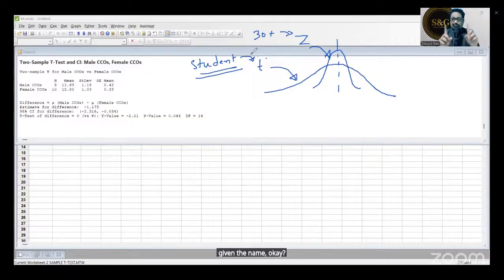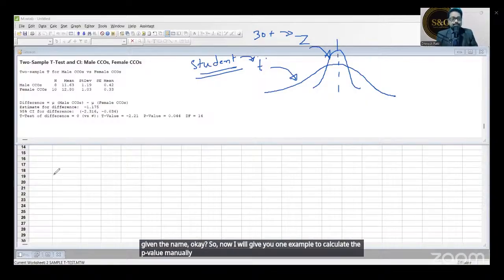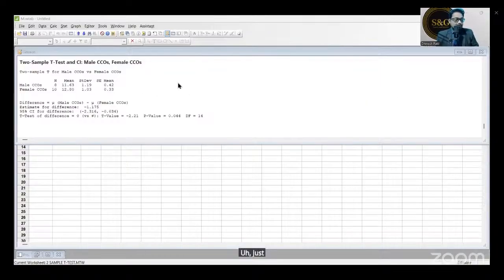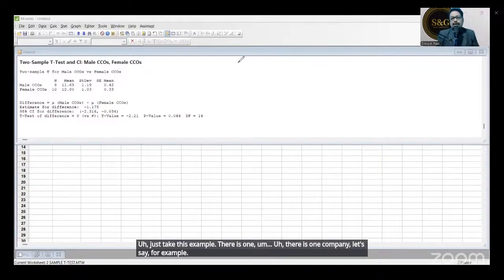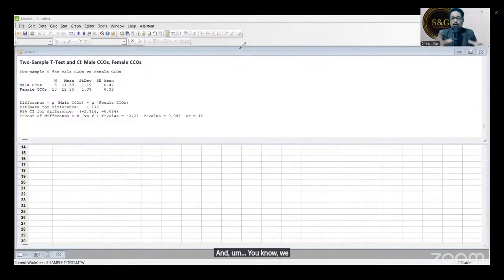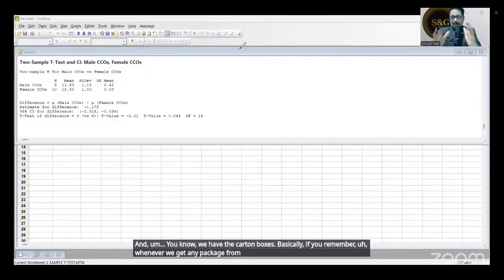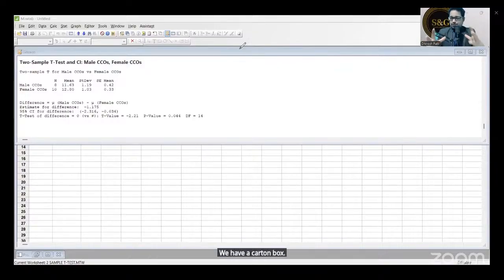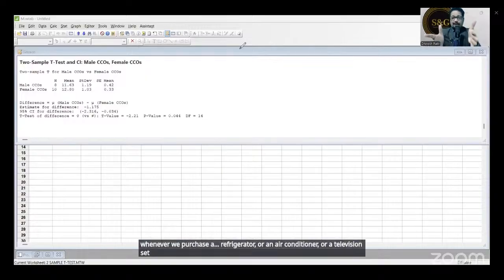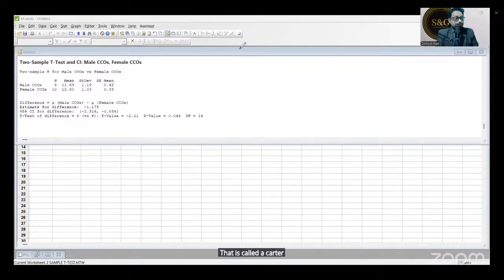Now I will give you one example to calculate the p-value manually. Just take this example: there is one company, let's say, and we have carton boxes. If you remember, whenever we get any package from the courier, we have a carton box, like a paper box, a strong paper, just like whenever we purchase a refrigerator or an air conditioner or a television set. The box which comes, that is called a carton.